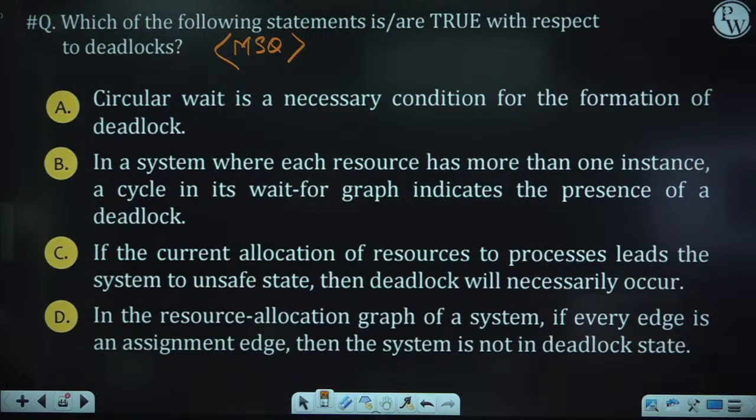Saksham is saying A and D. What about other people? Rakshit is saying A and C. Okay.